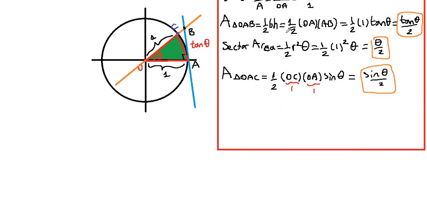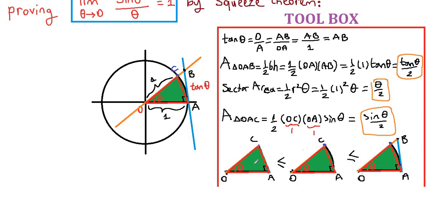Now let's set up the compound inequality. We know that triangle OAC is less than or equal to the sector area of OAC, because we have an extra slice in here, and that is less than or equal to this big triangle OAB. The area of triangle OAC is given by sine theta over 2. We found it. And the area of this sector is given by theta over 2. And the area of triangle OAB is given by tangent theta over 2.